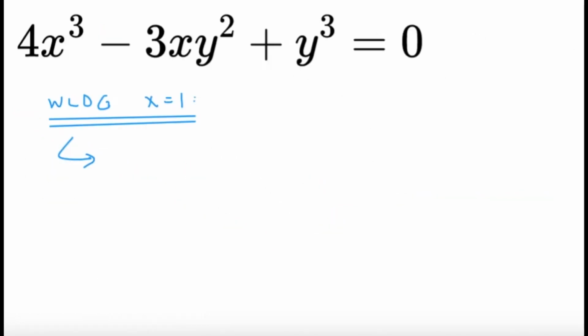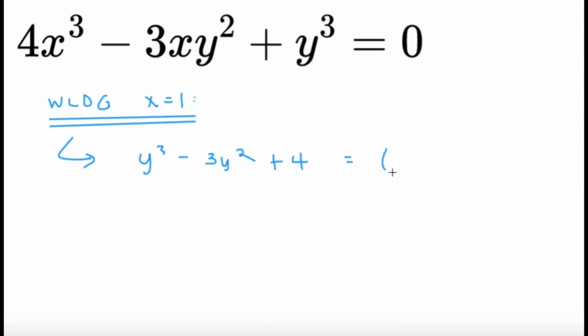So for example, in the given equation, the relationship between x and y, let's assume for now that x is equal to 1. Without loss of generality, let's assume x to be 1, and we're going to solve for y here. So if x equals 1, this equation becomes 4 minus 3y squared plus y cubed. Now I'm going to rewrite it in decreasing degree, so y cubed minus 3y squared plus 4 is equal to 0. And, well, it's a cubic equation.